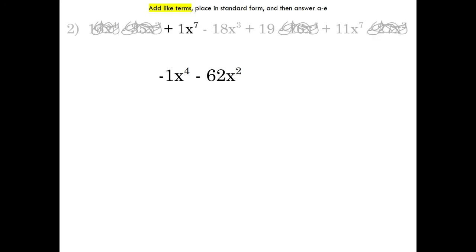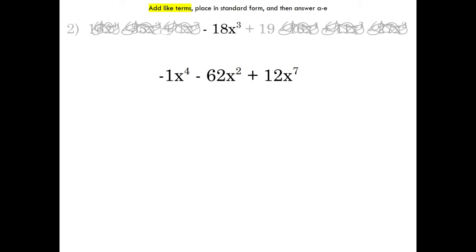We have a positive 1x to the seventh. Is any other term that is left the same variable x with the same exponent of 7? There is 11x to the 7. You therefore add those together, 11x to the 7 plus 1x to the 7. You add the coefficients. 11 plus 1 is 12. If you have 11 tables and you have one table, you have 12 tables. You can then cross out both those terms, and we're left with negative 18x to the cube.